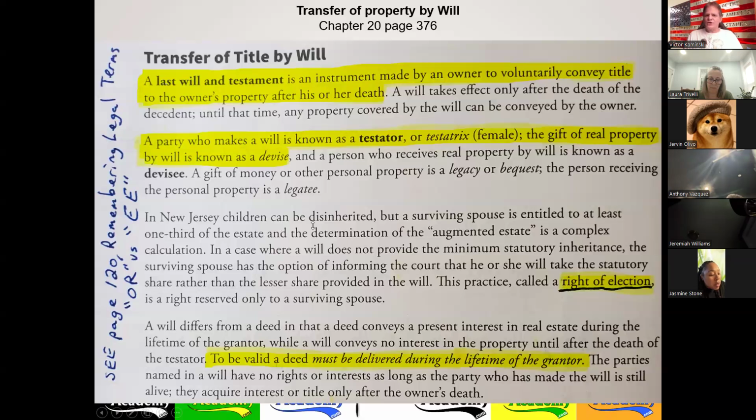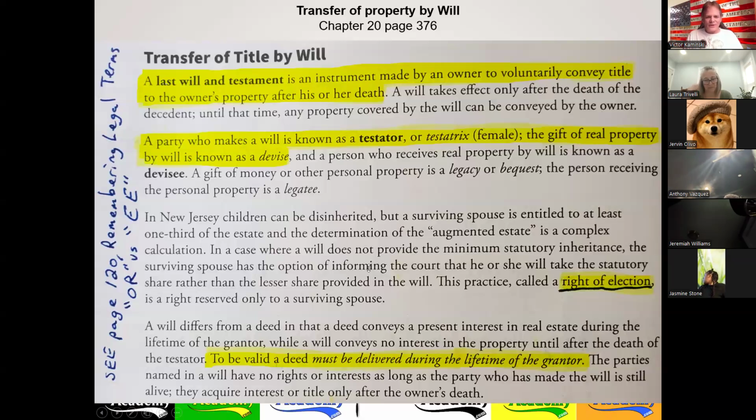Now, in New Jersey, children can be disinherited, so be good to your parents. But you should be good to your parents anyway. Don't expect anything from them. You know, they wiped your snot and wiped your butts when you were a baby. You should love and take care of your parents now that they're older. Now they may not be able to take care of themselves no more.